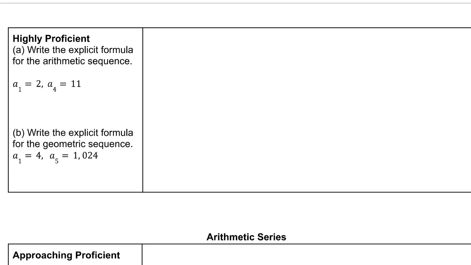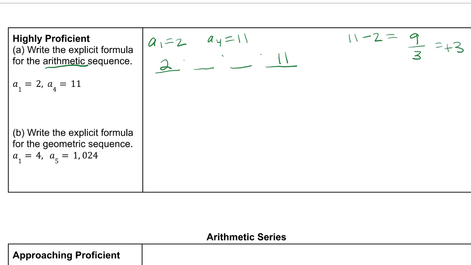Okay, and then for our highly proficient, we're going to do an arithmetic one. A1 equals 2, and A4 equals 11. So now I have to think, okay, I like to write spaces for these. If this is 2 and this is 11, I'm adding the same number 3 times to get the 11. So I go 11 minus 2. There's 9 spaces in between. And if I add the same number 3 times, I divide by 3. That means I'm going to be adding 3 every time.